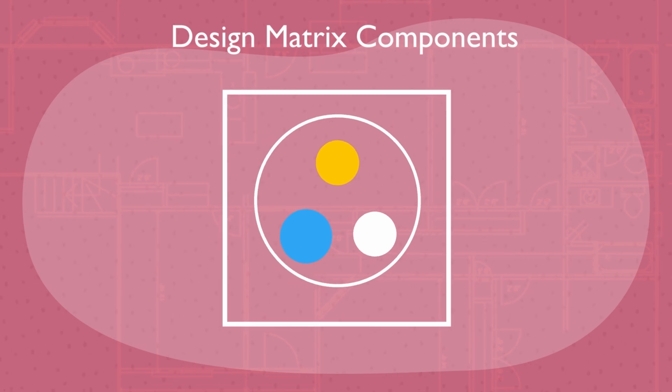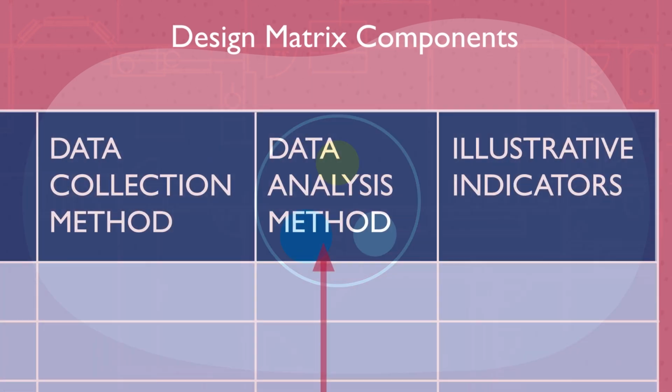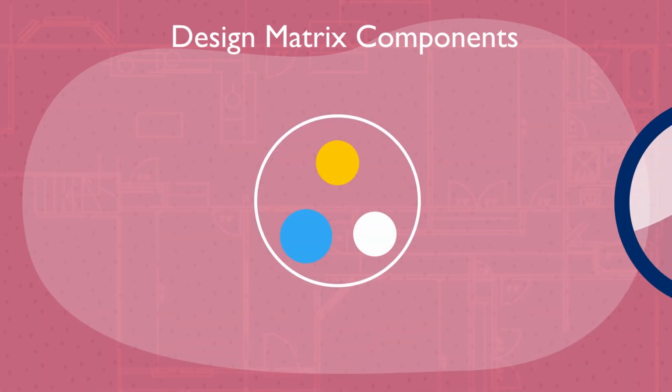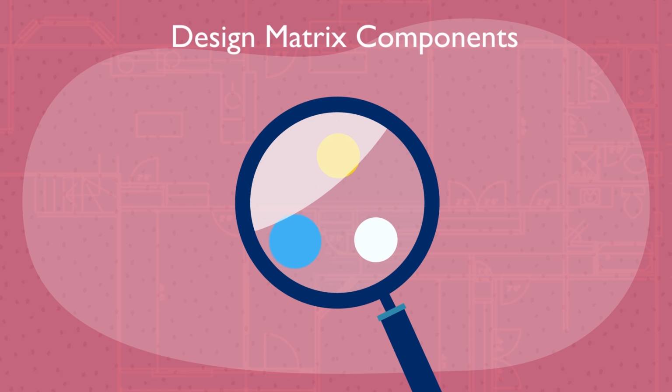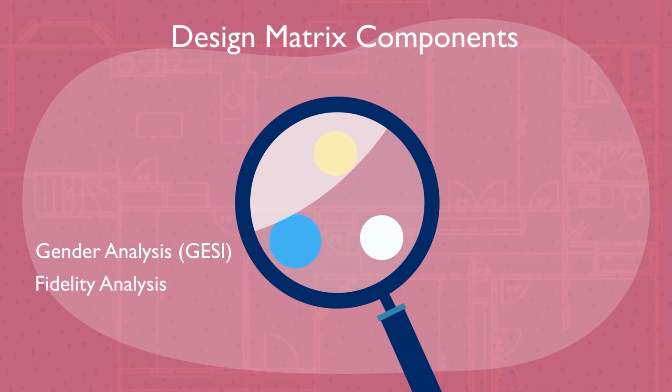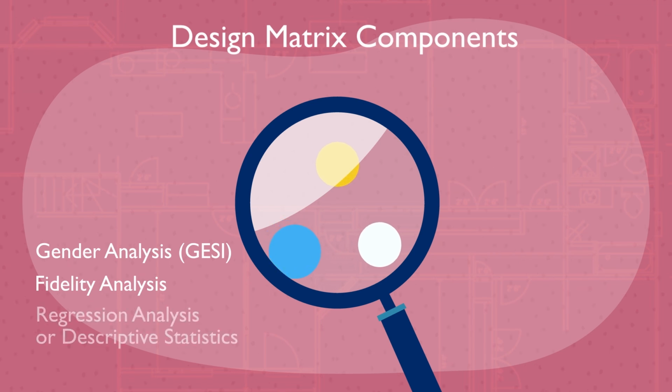Once you have the data, how will you analyze it to answer the research question? Choose methods based on the question and the type of data you collect. For questions about inclusion, you may wish to use gender analysis. For questions about implementation processes, you may want to use fidelity analysis. If you have survey data, you may use regression analysis or descriptive statistics. Whatever you choose, make sure you decide how data will be collected.